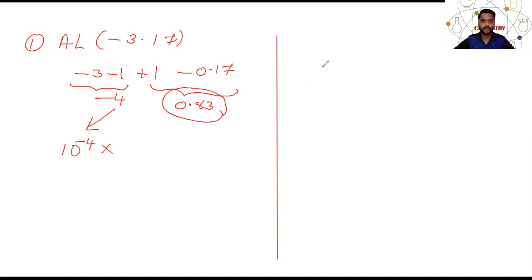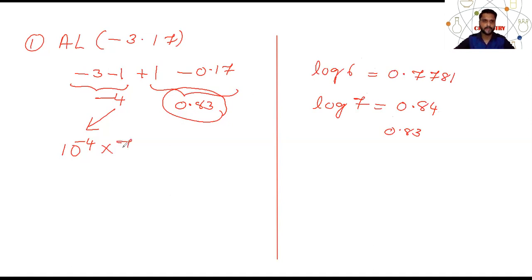So we have log 6 is equal to 0.7781. Then we have got log 7 is equal to 0.84. Now 0.83 is very closer to 0.84. So let me take log 7. So therefore multiply by 7. Therefore final answer is 7 into 10 to the power -4. We'll move on to the next problem.